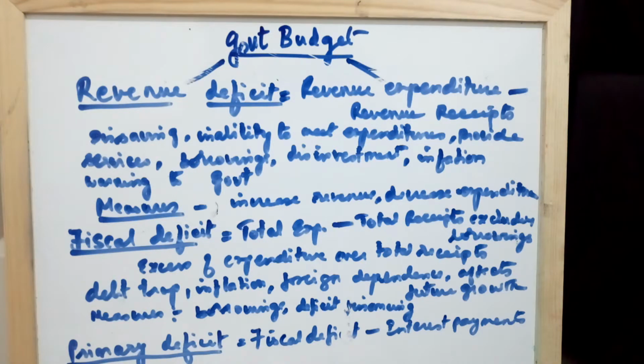The implications of fiscal deficit: government gets into debt trap because borrowing becomes more. It doesn't involve only the repayment of principal amount but also the payment of interest. So interest payments increase the revenue expenditure, which leads to revenue deficit. So as a result, the country is caught in a debt trap.